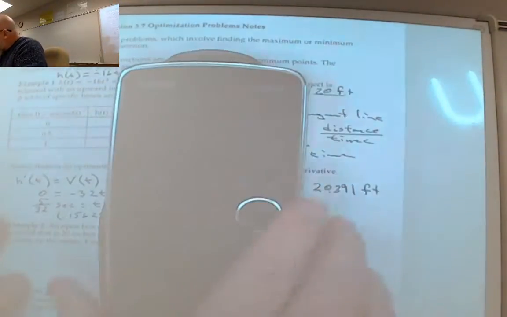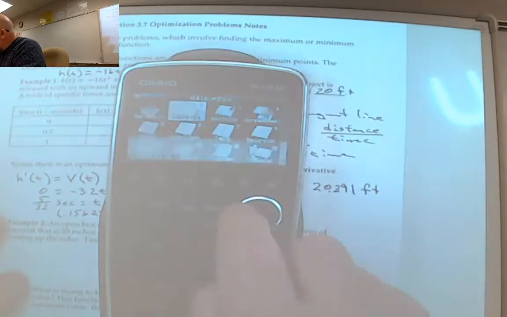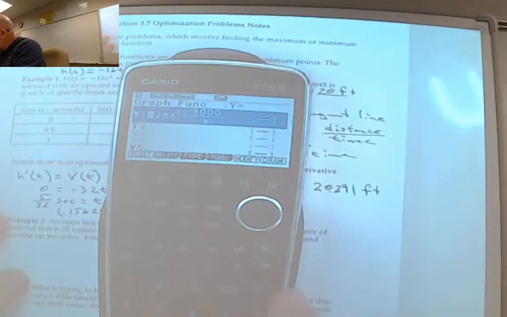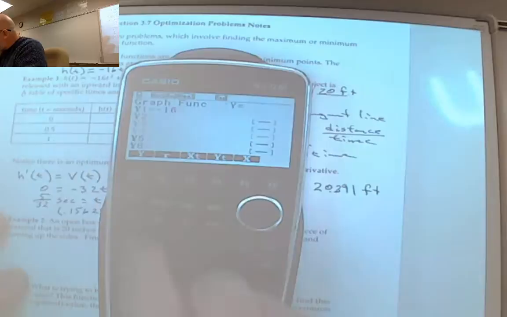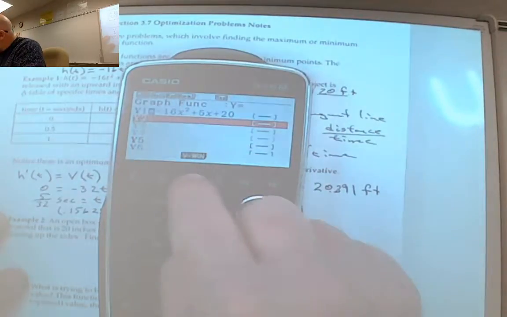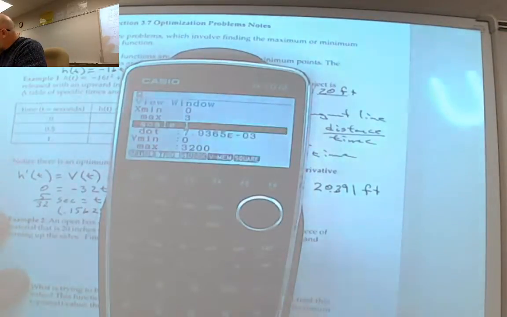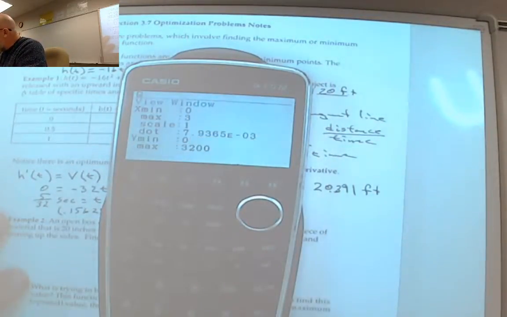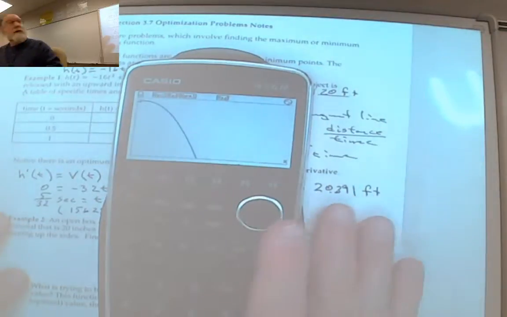Okay? Turn it on. Go to menu. Come over here to graph. Delete this thing. Put in negative 16x squared plus 5x plus 20. Go to my window. Go from 0 to 3, and go from 0 to 21 by ones. Exit draw. And there it is right there.